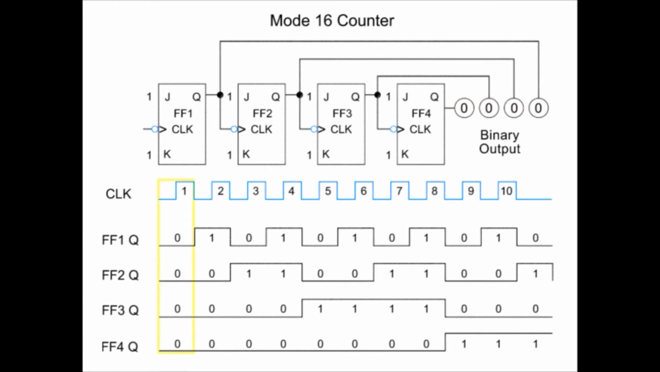As pulse 1 arrives at the clock input at flip-flop 1, it toggles on the negative edge. The output at Q1 will go from low to high or 1, thus the counter will be at 0, 0, 0, 1.